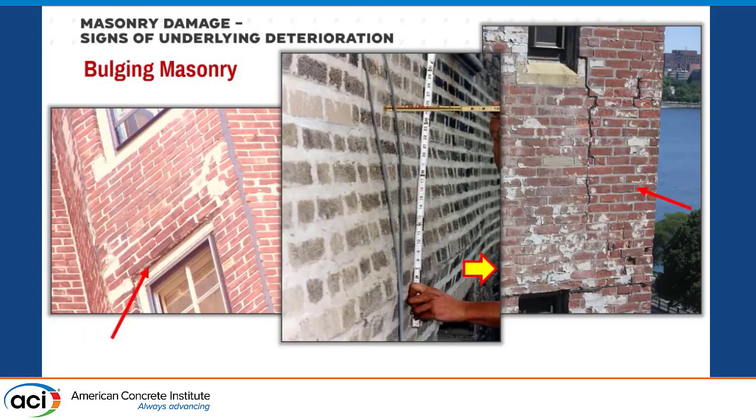Another example is a bulging of masonry. As the structural elements deteriorate, they're going to start to expand and push out the masonry. And then you can see here bulging or some out-of-place movement, as shown in this photo, when the masonry can really become a fall hazard.